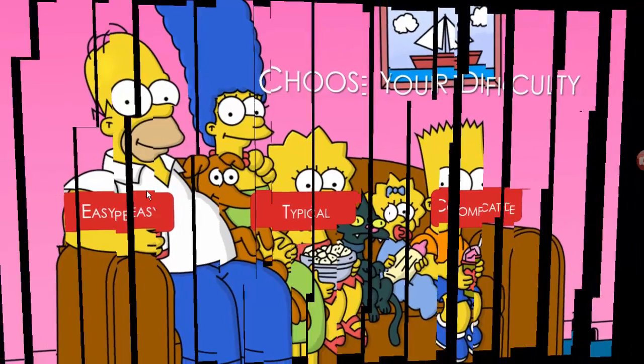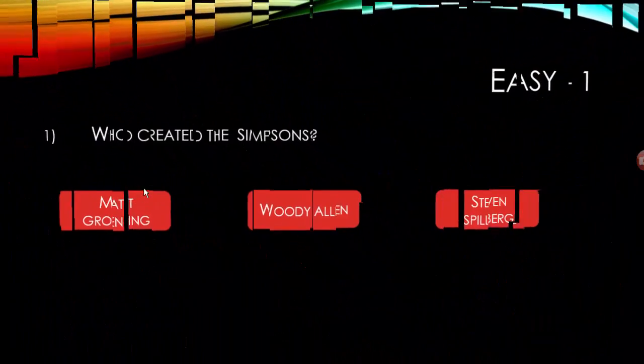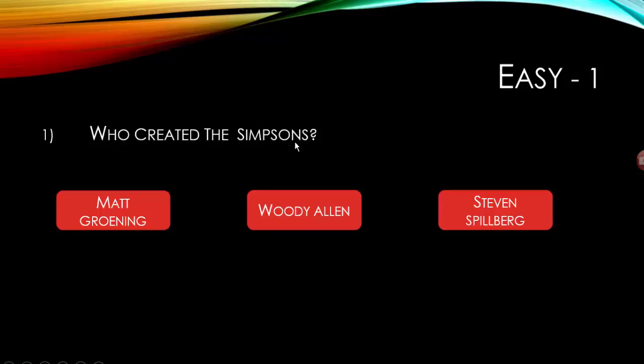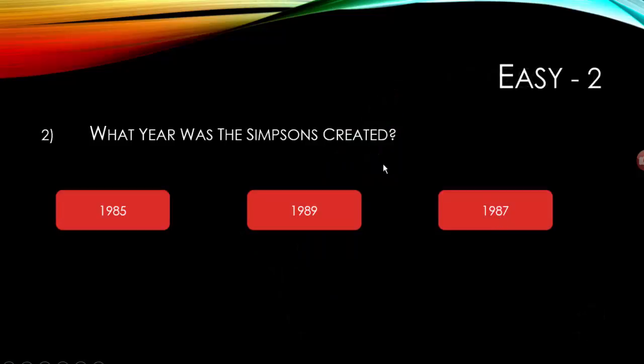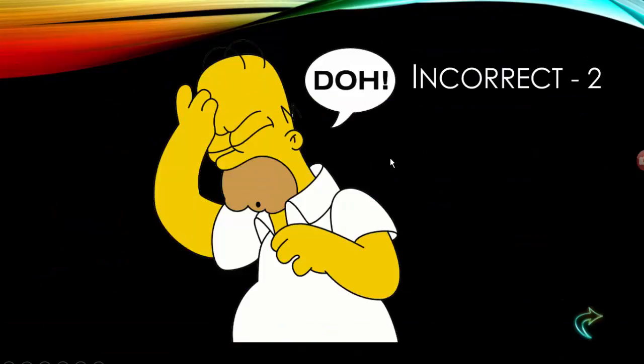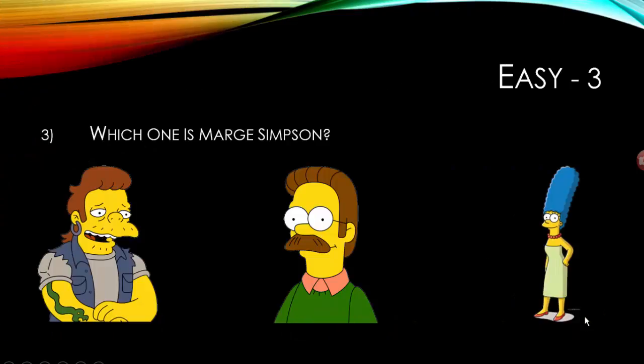So let's say for example we've chosen easy. Now it goes through and asks us a certain question. So we have our options here, and when you click on one of these options, you either get a correct response or an incorrect response. So if that was incorrect, then a slide pops up to show that it's incorrect.